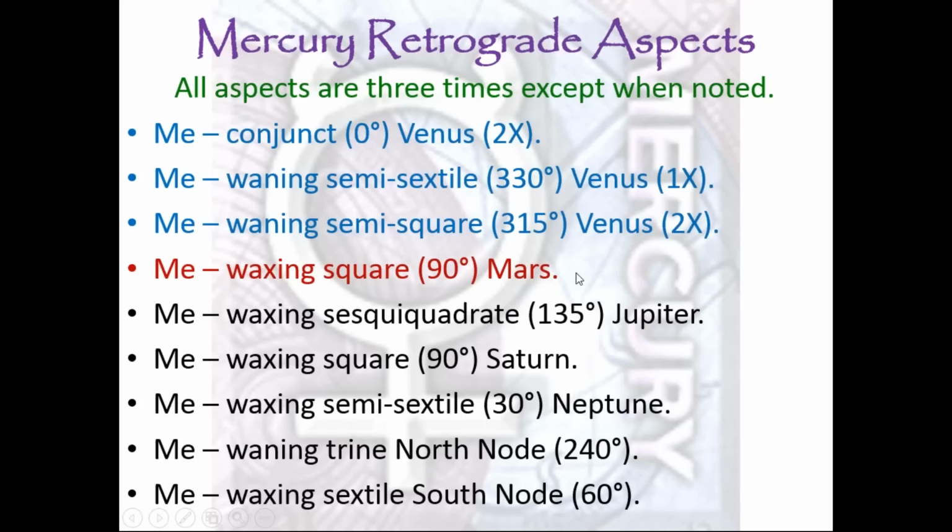You may know Mercury's making waxing squares to Mars and to Saturn, but did you know Mercury's making 3 waxing sesquisquadrates to Pluto? It's making 3 waxing semi-sextiles to Neptune. These are both minor aspects that, in regards to sesquisquadrate, is really not so minor. Well, I'm going to go through these quickly for you, okay?